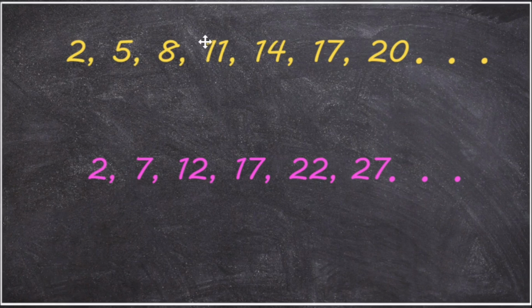Here are two different arithmetic sequences. They begin with the same number, but the difference between adjacent numbers in the top sequence is different from the difference between adjacent numbers in the bottom sequence. Hopefully in the top sequence you can see that the numbers are increasing by 3, and that in the bottom sequence the numbers are increasing by 5.